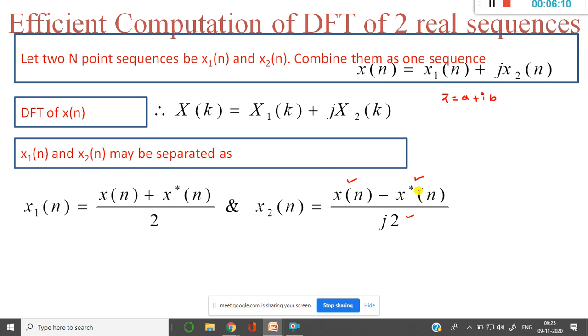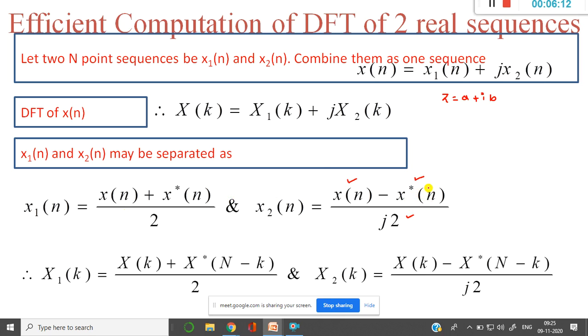So using this concept, we try to write X1 of k and X2 of k now. See here, X of k is nothing but X1 of k plus j times X2 of k. Now, with the same concept, is it not possible for me to find this? Yeah, the same thing. How do you find out the X1 of k now?